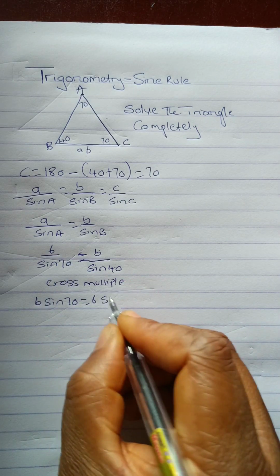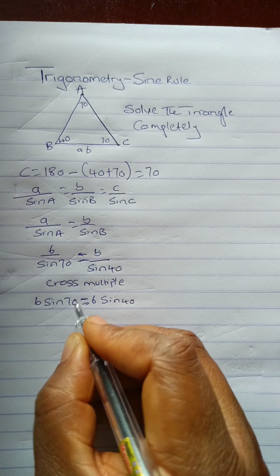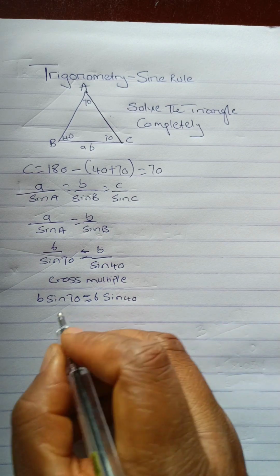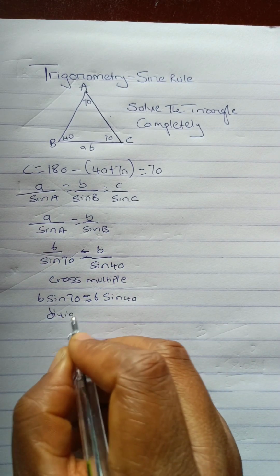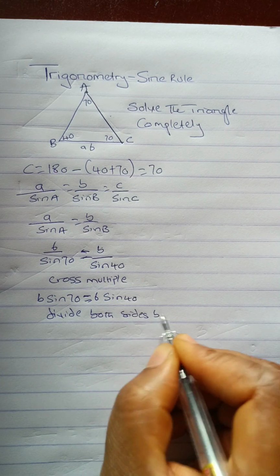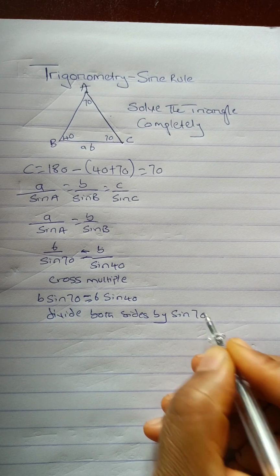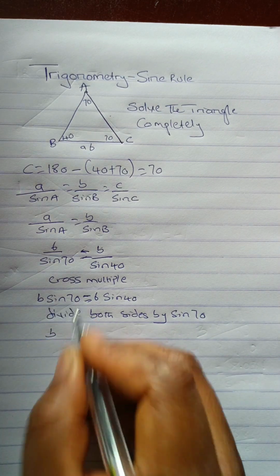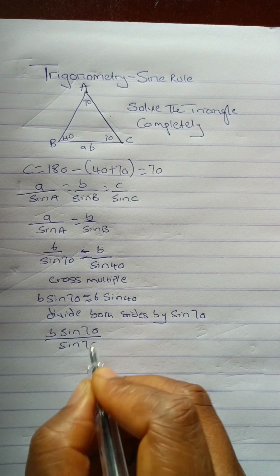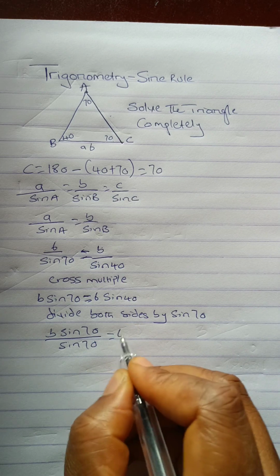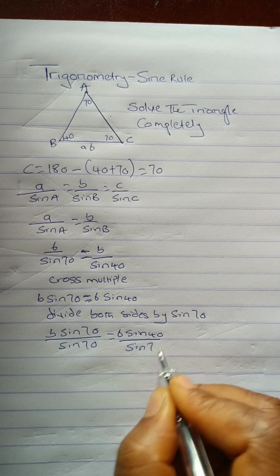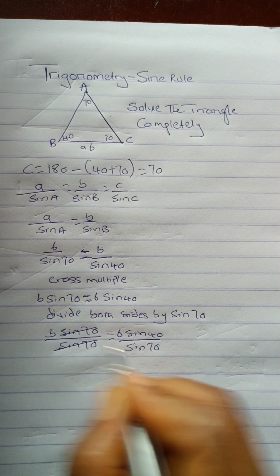So we want the b to stand alone so we can solve for b. What do we do? We divide both sides by sine 70. So we say b sine 70 divided by sine 70 equal to 6 sine 40 divided by sine 70. So this will divide this, and b is standing alone.